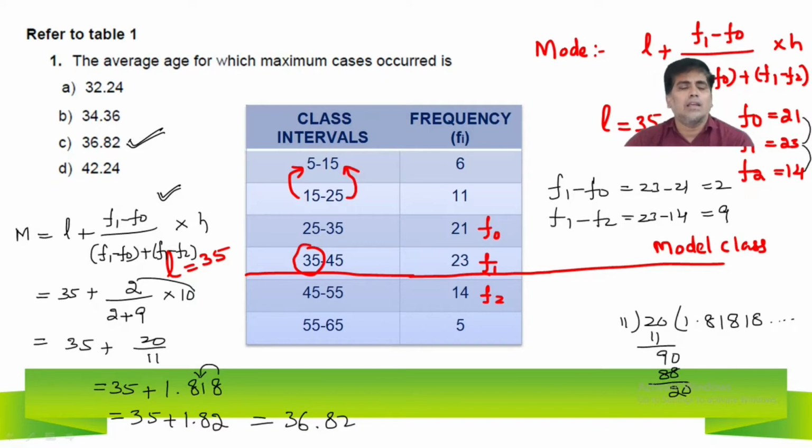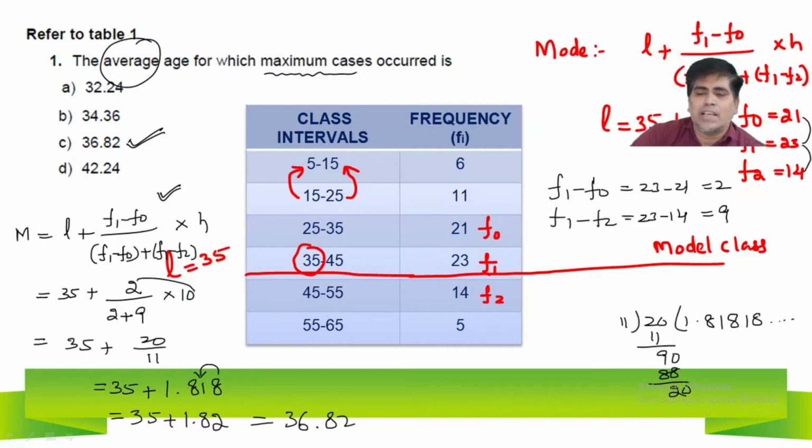And you have already taken a note that we should not do wrong here: don't calculate the mean here. In most cases it is indirectly known as mode. You have to calculate the mode for this problem. So we got 36.82.